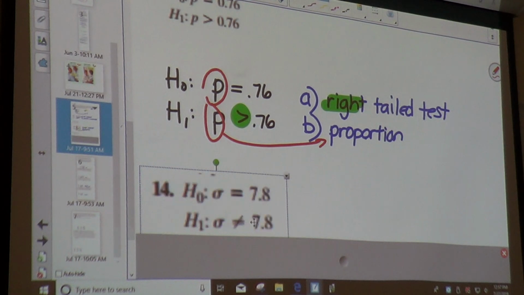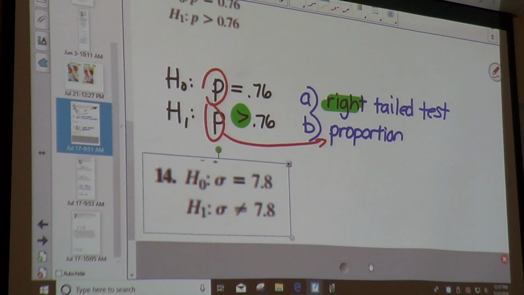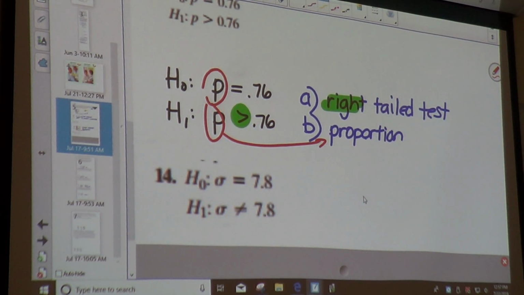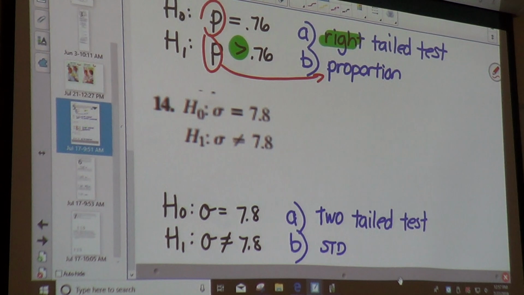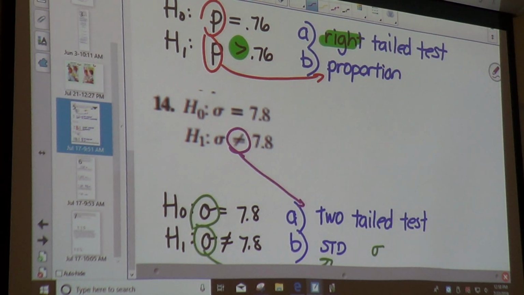What kind of test is that? The two-tail test. And what's being tested? Sigma, which is your standard deviation. So this is what's being tested. And because it's not equal, that's why it's a two-tail test.